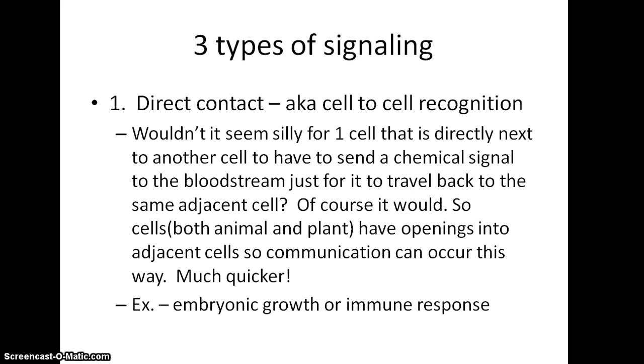So, anyway, part one. We have three types of signaling in cells. Signaling means how cells communicate with each other. First, there's direct contact. That would make sense. Cells are right next to each other, so it's called cell-to-cell recognition.